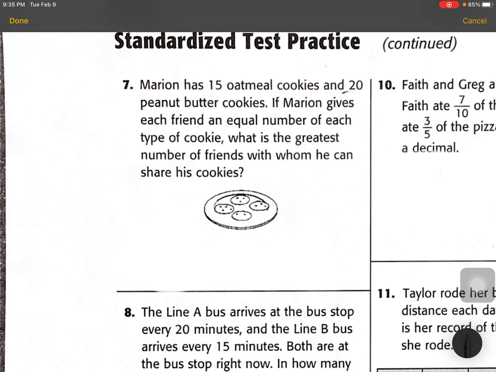Take 3. Marion has 15 oatmeal cookies and 20 peanut butter cookies. If Marion gives each friend an equal number of each type of cookie, what is the greatest number of friends with whom he can share his cookies? Greatest kind of gives us a clue where we do the factors. So I know 1 and 15. 2 won't go into it, but 3 and 5 will. 4, no, 5, 6, no.